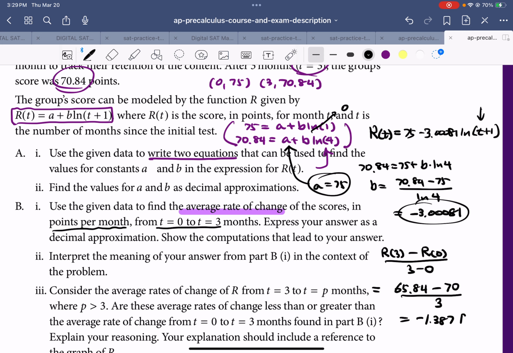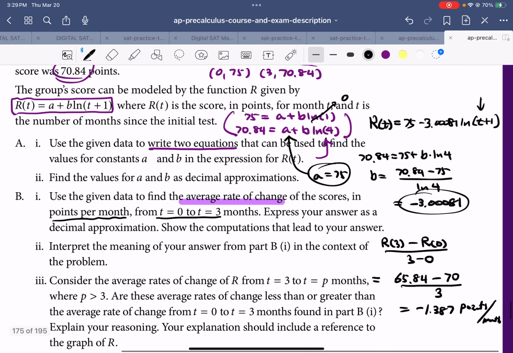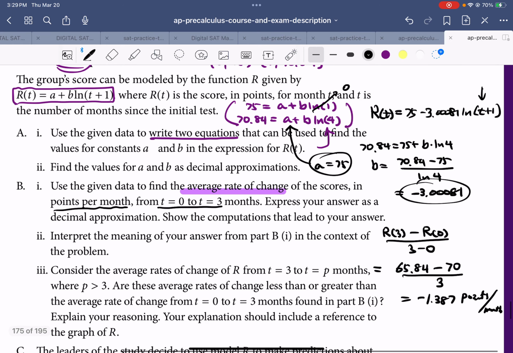And the unit is a point per month, okay? That's the answer. So that's the average rate of change from 0 to 3, okay? All right, so let's move on.